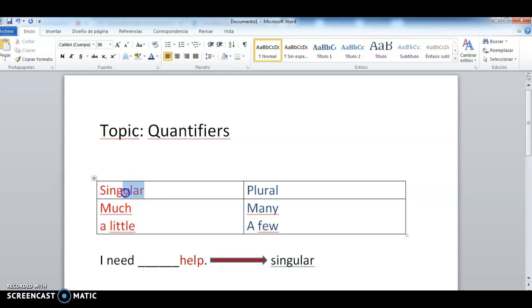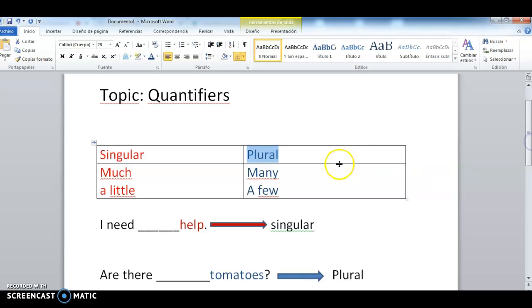There are some quantifiers that are only used with singular words and some quantifiers that are only used with plural nouns. As you know, what are the plural nouns? Plural equals countable, always. And if a word is singular, it may be non-countable. Okay, but not always.